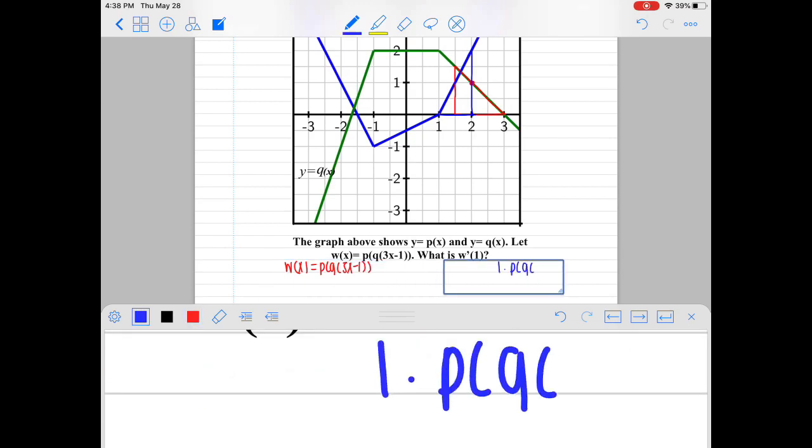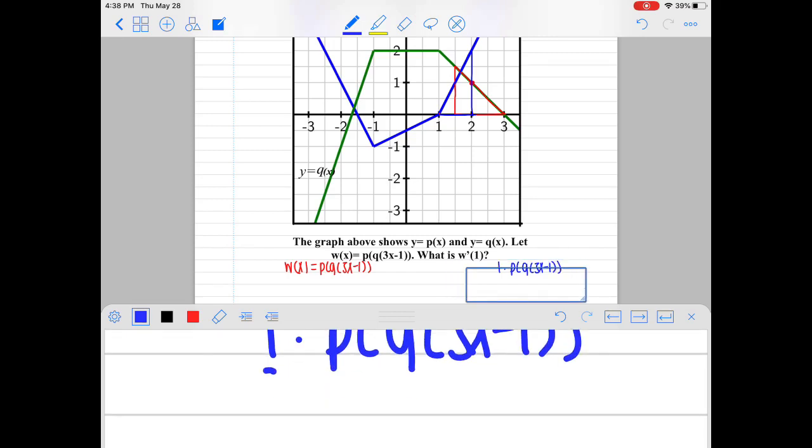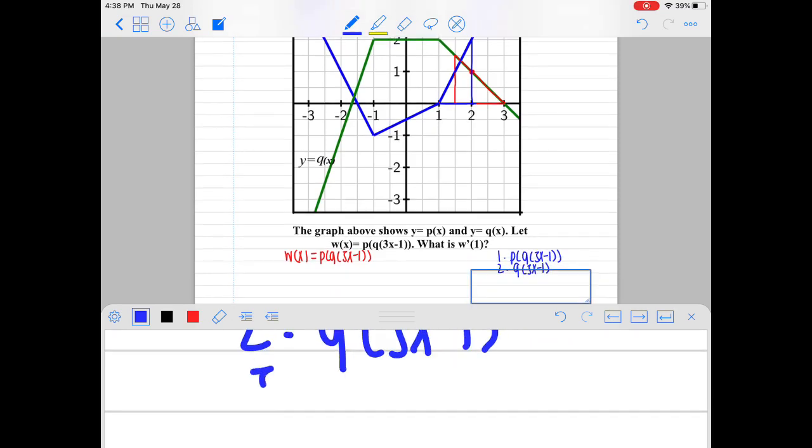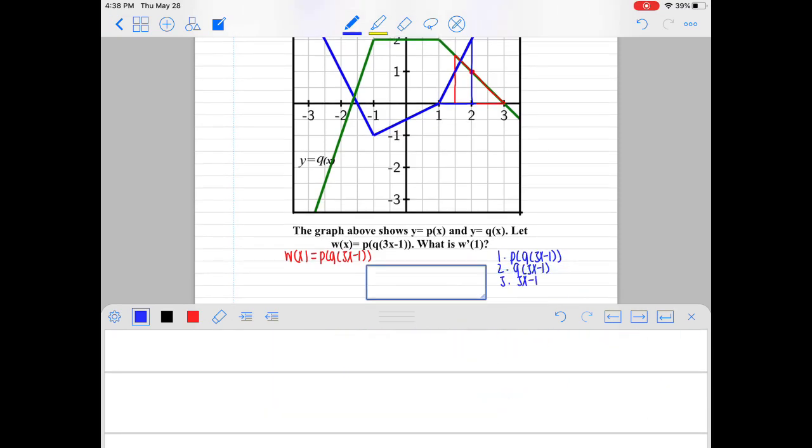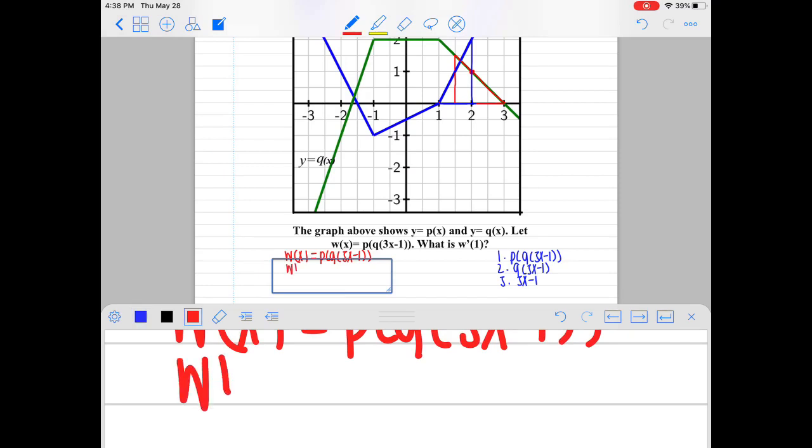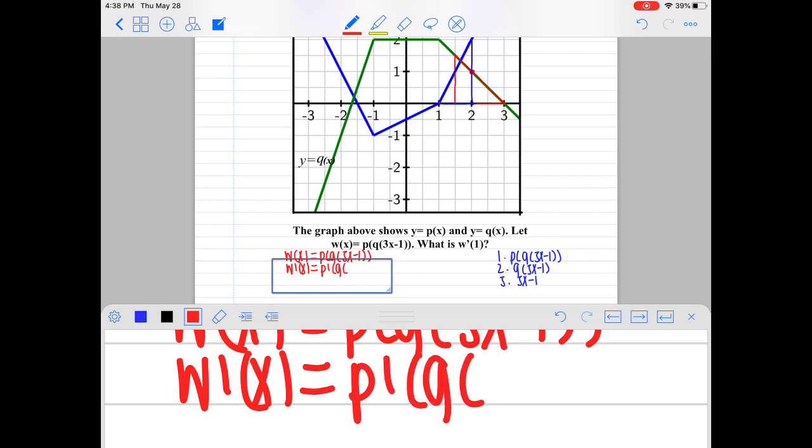So the outermost function is p of q of 3x minus 1. Then the inside function is q of 3x minus 1, and the innermost function is 3x minus 1. So in order to apply the chain rule and find the derivative of this, we have to take the derivative of each of those functions.